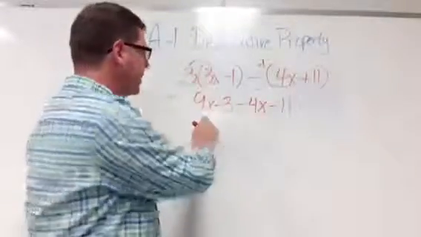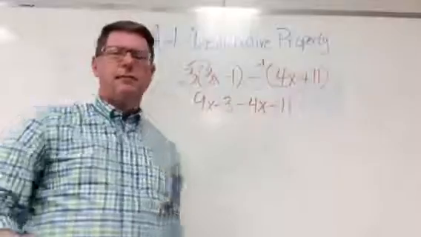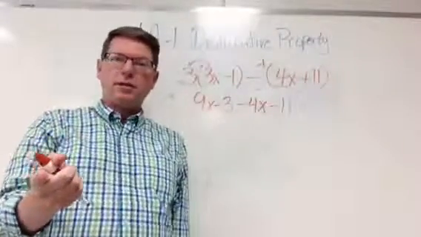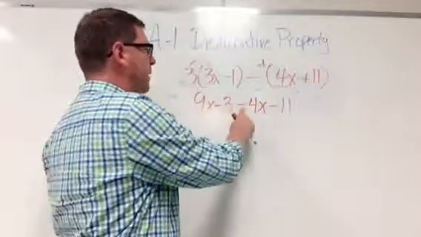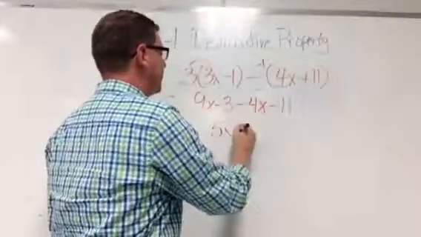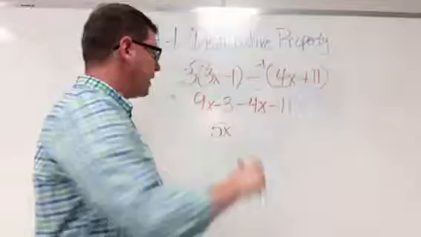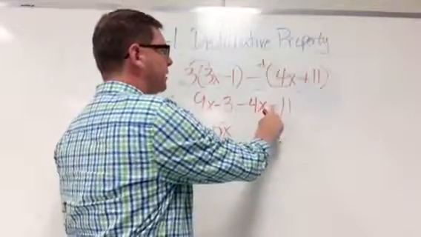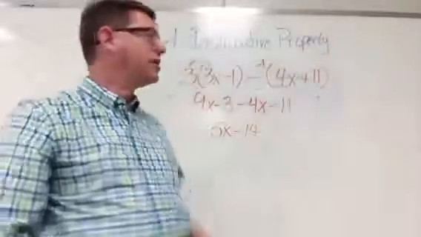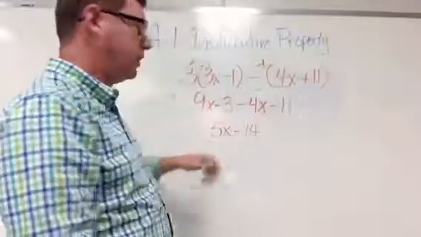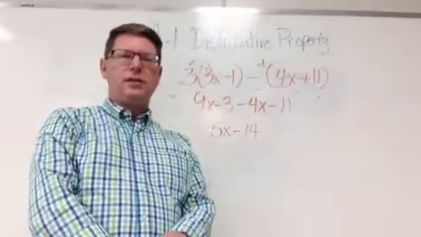So let's move on. I've got 9x minus 3 minus 4x minus 11. So I'm going to combine like terms. 9x and negative 4x. So 9x minus 4x is 5x. And then I have negative 3 minus 11, which is negative 14. So simplified, we get 5x minus 14.